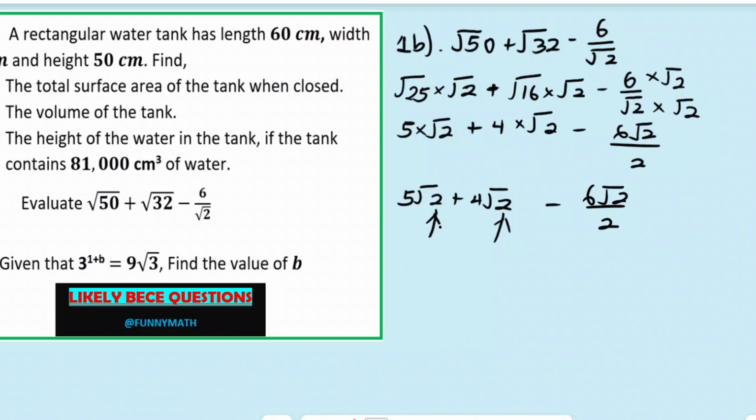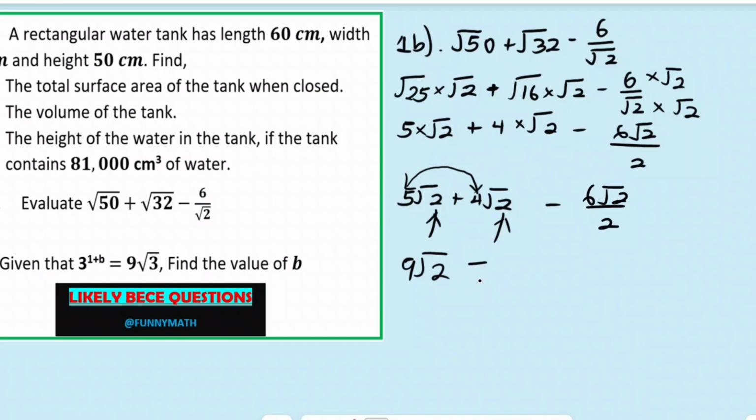Now we can still simplify this expression. 5 root 2 plus 4 root 2 minus this one. So now we're going to get 5 plus 4. We just have to add the coefficients. These are the coefficients, 5 and 4. We add them to get 9. Then we take one of these, which is the root of 2. So we don't even add the ones in the radical sign. We just take one of them.